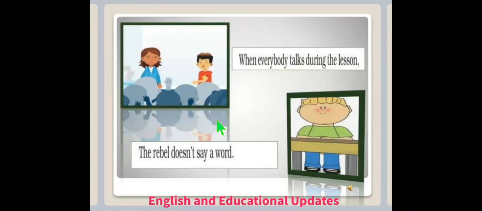When everybody talks during the lesson, everybody is participating, interacting, and sharing knowledge and opinions among the children. But the rebel does not say a word. He is very quiet, very inactive, passive, and not at all communicative. So the rebel doesn't say a word.